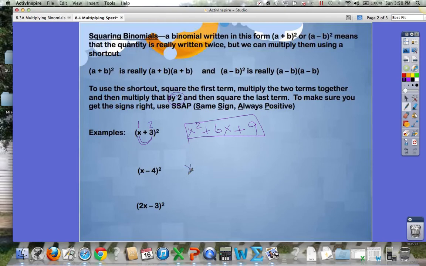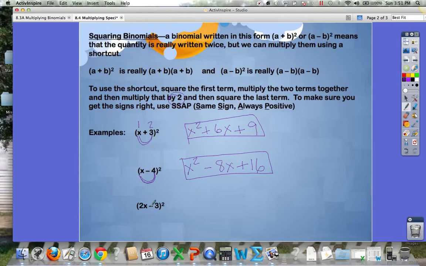All right, the next one, we're going to square the first term, so x times x, which is x squared. We're going to multiply the two terms together. So it's going to be a negative 4 times x, which is negative 4x, times the magic number 2, which is negative 8x. And then square the last term, 4 times 4, which is 16. Now we check our SAP for our signs: same sign, so we have a negative, same sign, and this is always positive. And again, it makes a trinomial.